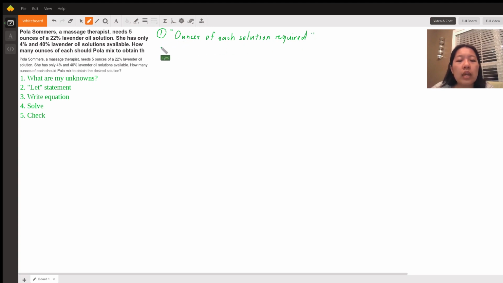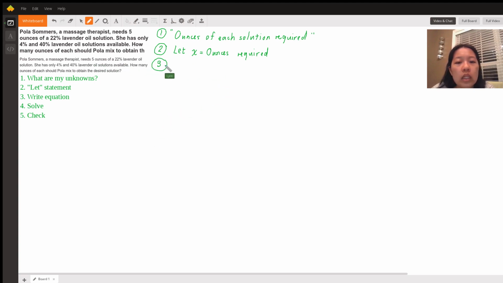Step two, write a let statement. So let X be this unknown quantity. So this is my ounces required. And X is actually going to be the same for both of these because it says how many ounces of each. So number three, let's go ahead and think about our equation.